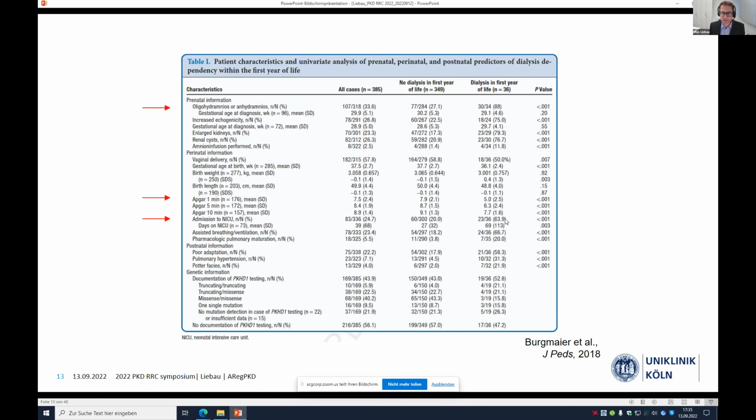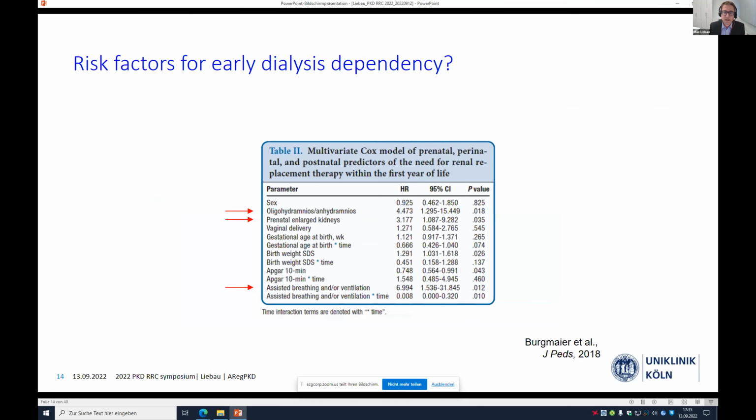And then obviously also these children were admitted to NICU more frequently, so neonatal intensive care unit. We took all the data to a multivariate model and identified independent risk factors associated with KRT in the first year of life. And there were strong hazard ratios, again, for oligoanhydramnios, for prenatally enlarged kidneys, and for the need for assisted breathing and/or ventilation after birth, again fitting what has been found, for example, in the American cohort.